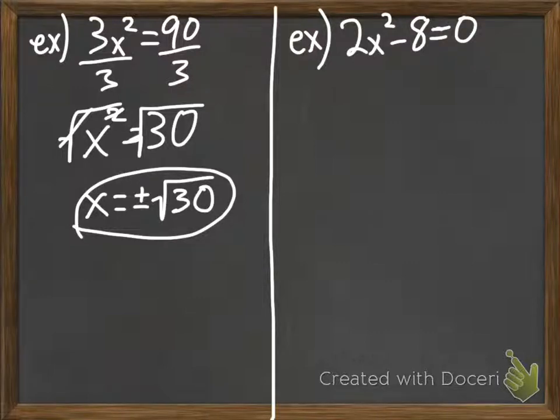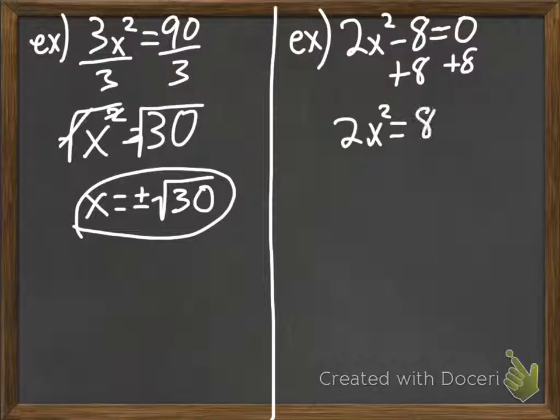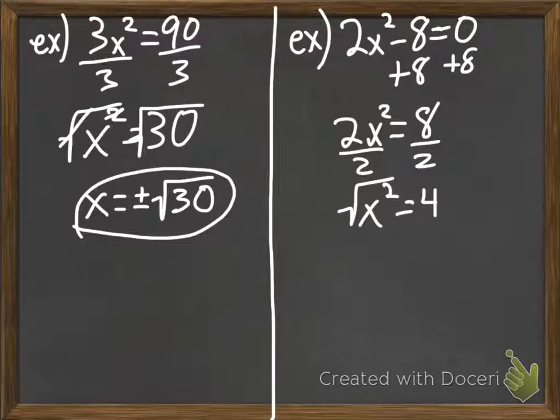So 2x squared minus 8 equals 0. We're going to add 8. So 2x squared equals 8. Divide by 2. We get x squared equals 4. We take the square root. And then we get x equals plus or minus 2, because the square root of 4 is 2.